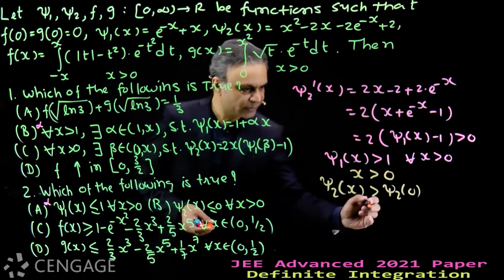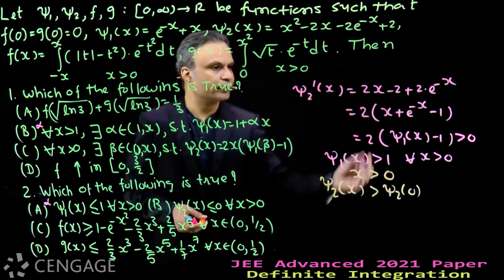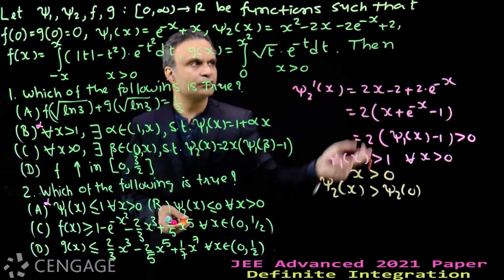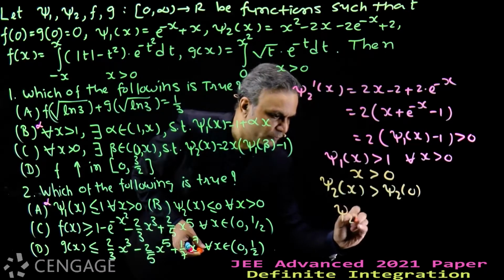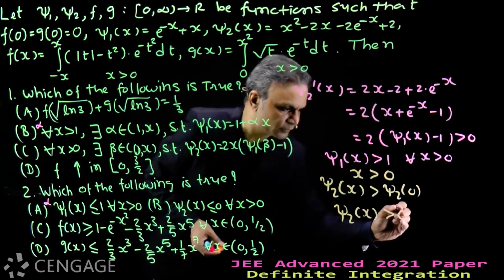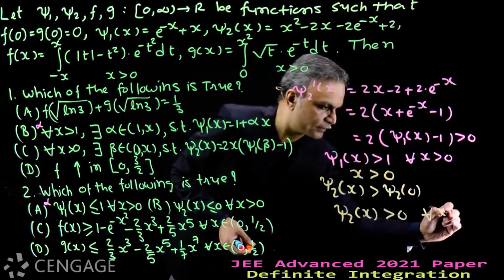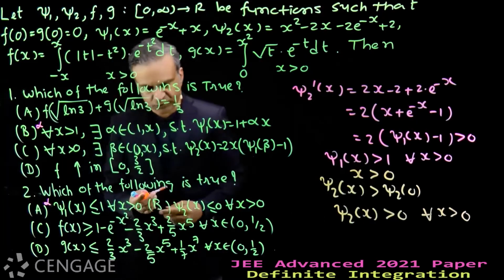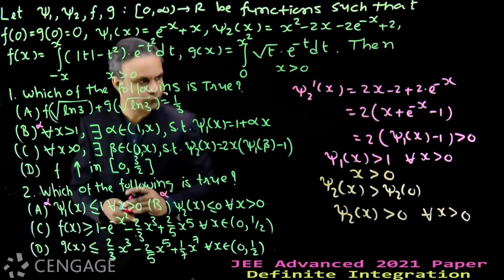So from this we get, what is psi 2(0)? Put x equal to 0, we get 0 minus 0 minus 2 plus 2, which is 0. That means psi 2(x) is greater than 0 for all x greater than 0, but here we have psi 2(x) less than or equal to 0, so this option is also false.